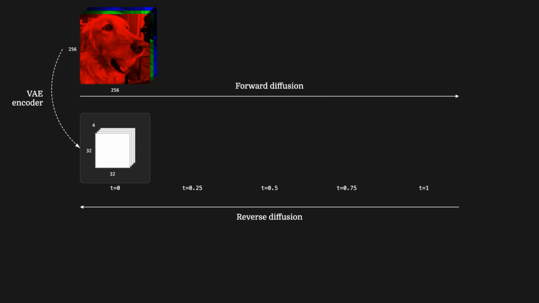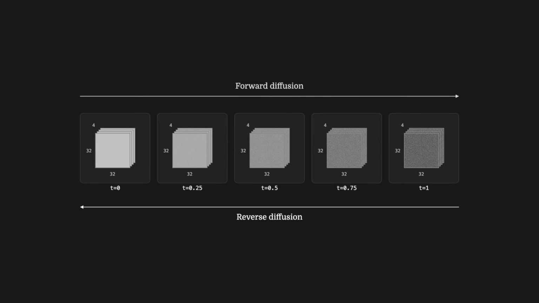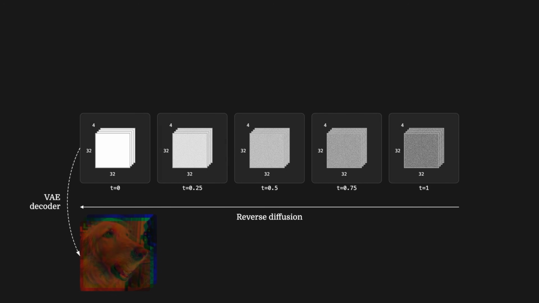In this setup, diffusion happens entirely in latent space, both the forward and reverse paths. After reverse diffusion is complete, the final denoised latent is mapped back to pixel space using the decoder component from the same external off-the-shelf VAE model.